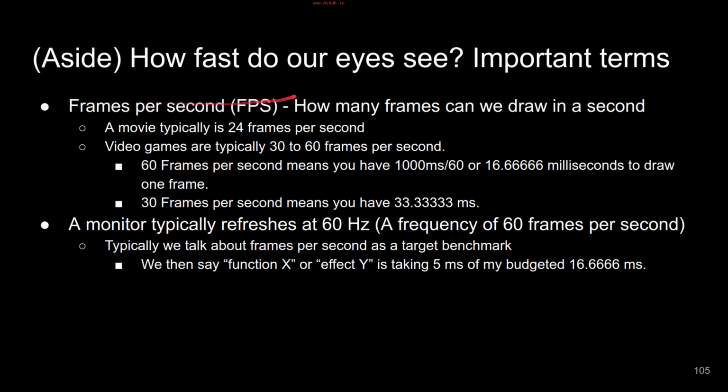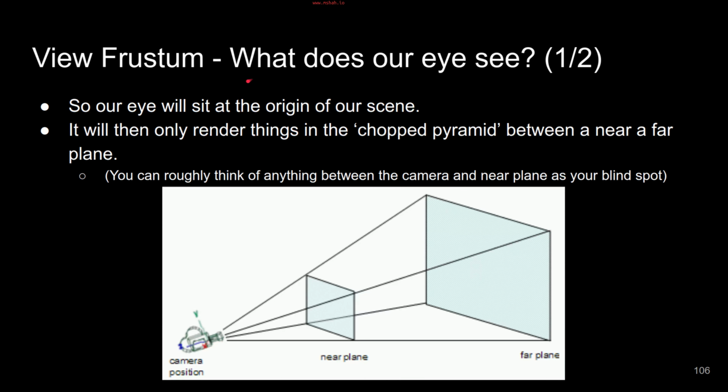And some other things to keep in mind. We're going to try to render things at 24 frames per second at least. That's what movies are shown at, sometimes 60 frames these days. Video games, 30 to 60 frames. VR headsets, 90 frames per second, etc. But anyway, back to this problem of what our eye sees. Our eye is going to sit at the origin of our scene and then render things in a chopped pyramid.